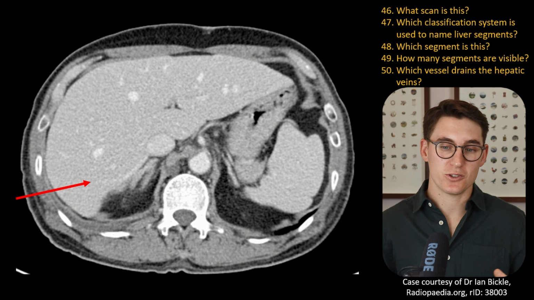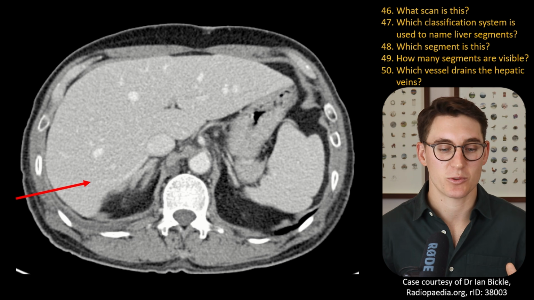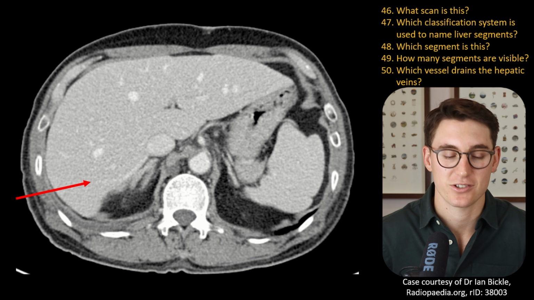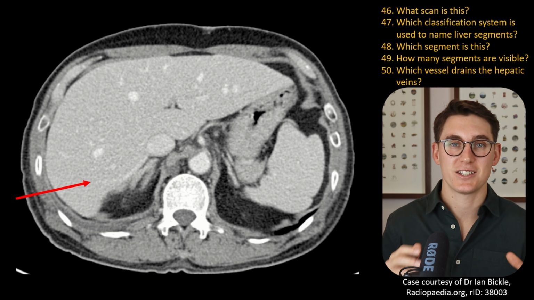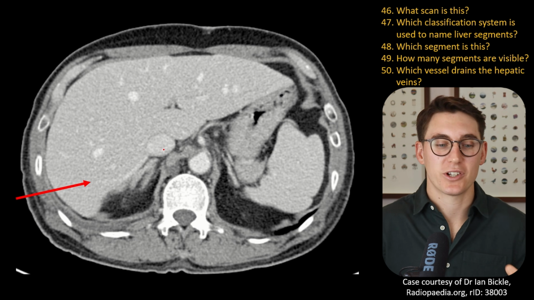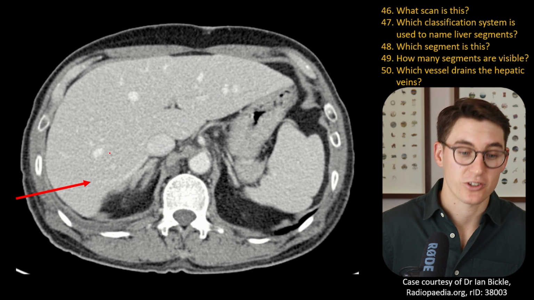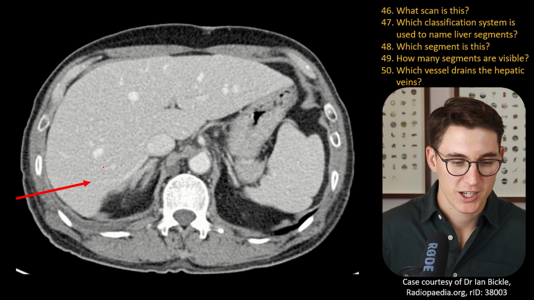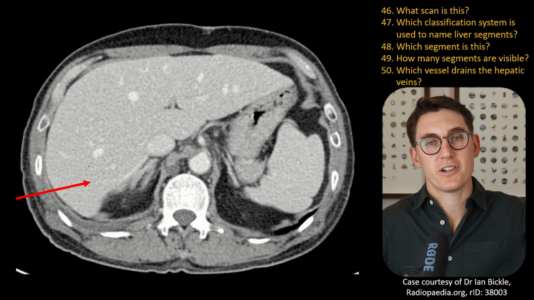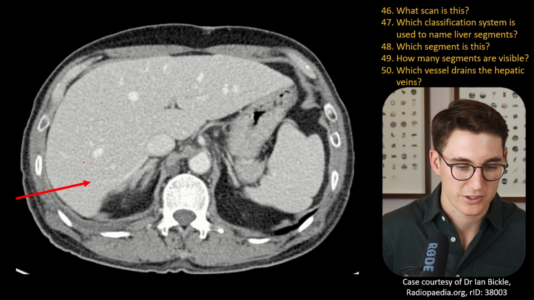Now we divide the liver into multiple segments, and the classification system we use is called the Couinaud classification system. We divide it into 8 different segments. Now the segment we're looking at here is a posterior segment. It's on the right hand side in the right lobe of the liver, and we need to figure out, is this a superior posterior segment or an inferior posterior segment?